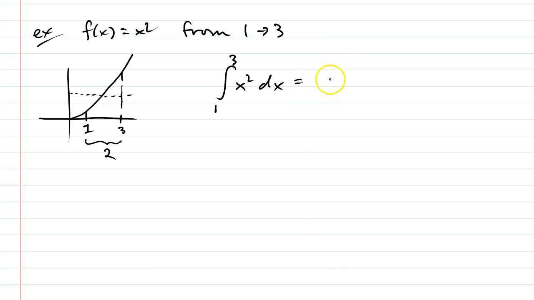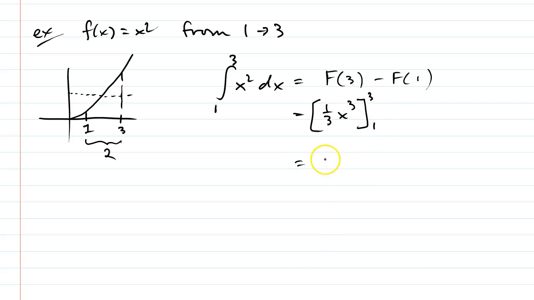Now this is going to be the same as 1/3 x cubed. A lot of people will just write it like this, saying we plug 3 in, we plug 1 in. So this will be 27 thirds minus 1/3, which is 28 thirds. Or you might say 9 1/3. Either way, that is the area under this.